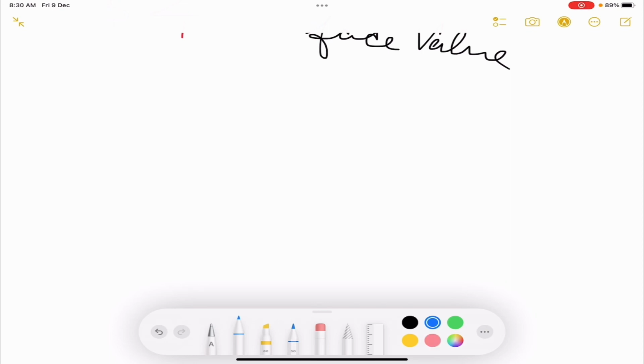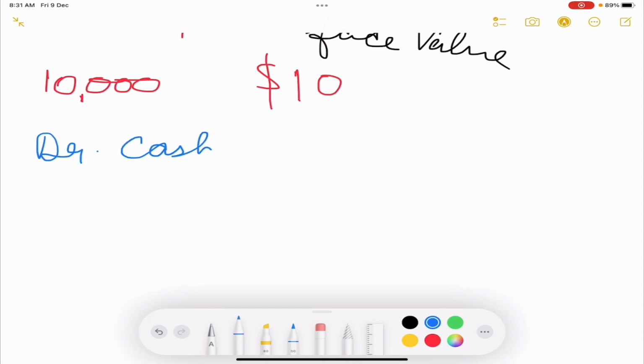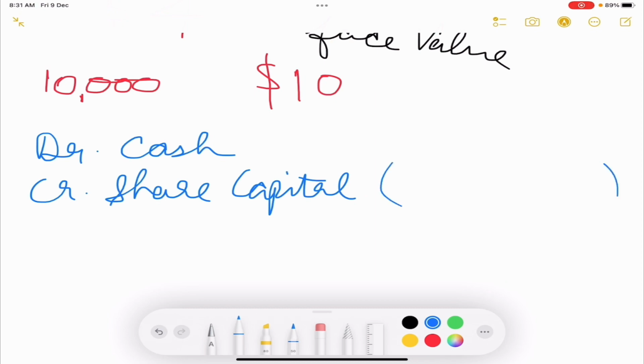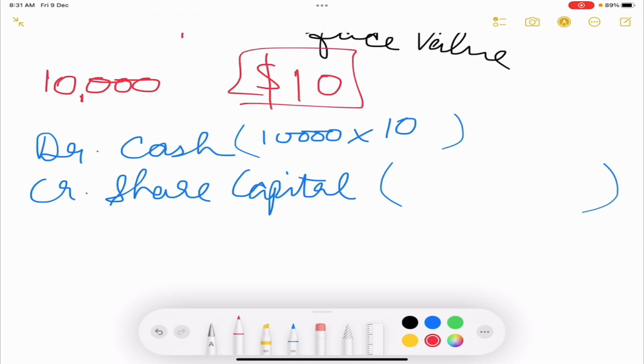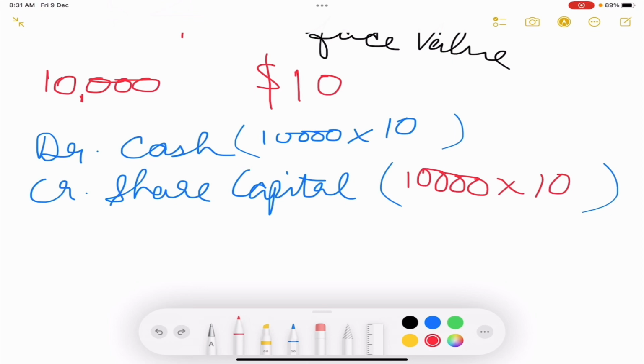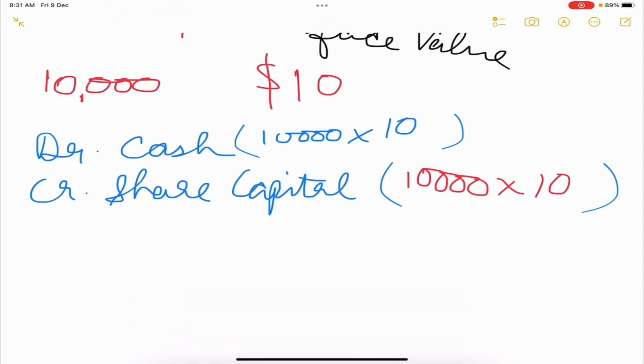Now tell me, if I am raising 10,000 shares of $10 each, what will be my journal entry? Debit cash, credit share capital. With what value? How much money I have raised? 10,000 multiplied by 10. Always the face value will only go in my share capital. In this situation, 10,000 shares multiplied by $10 each. So debit cash, credit share capital. Okay? Clear?